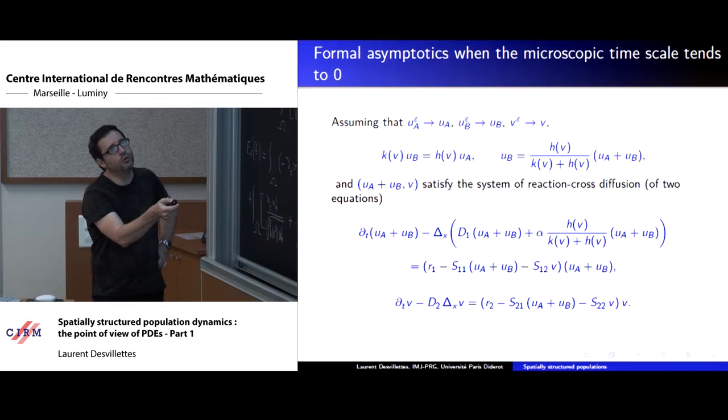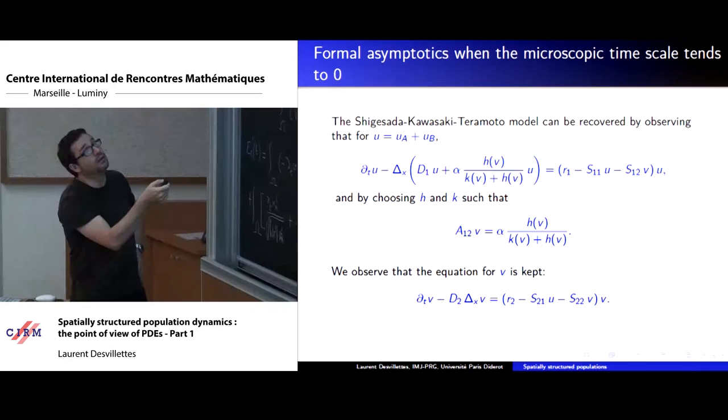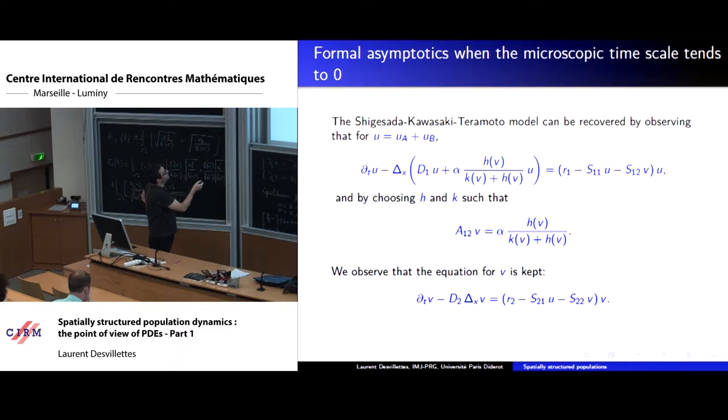So if you do that, you call U equal UA plus UB, you end up, for the first equation, exactly with what you hoped to get for the reaction term. The same for V. For V, there is no problem. Everything goes well. And inside the diffusion, now at this point, you see that you have the standard diffusion plus this strange diffusion here, in which you have a function of V in front of U.